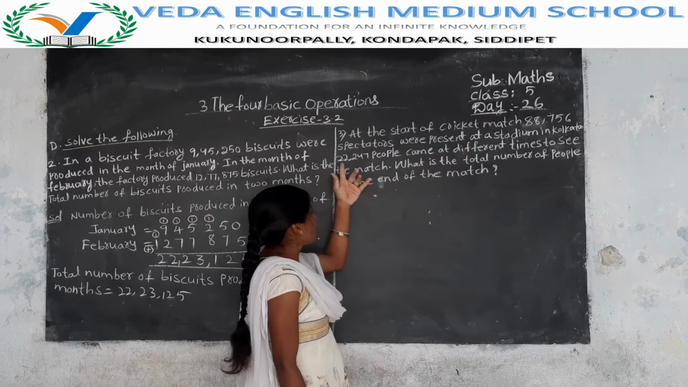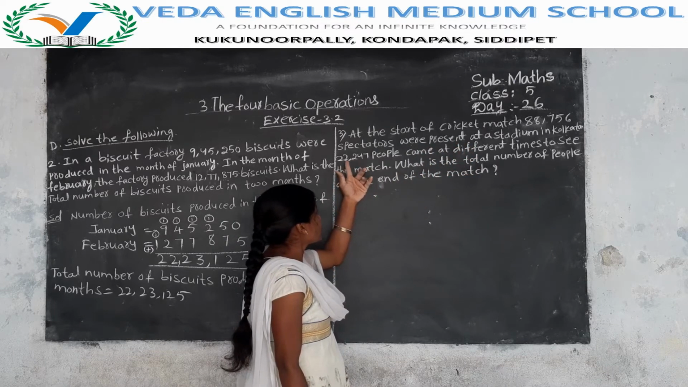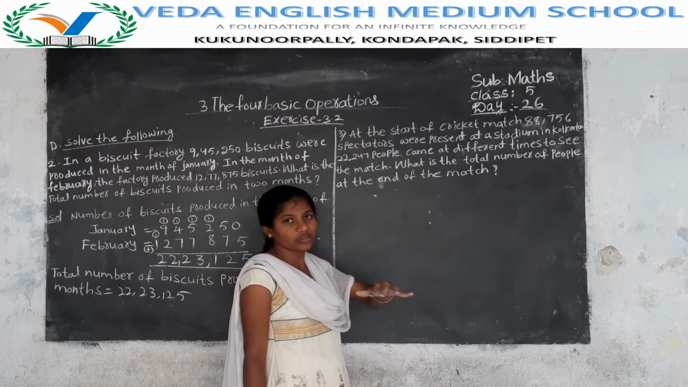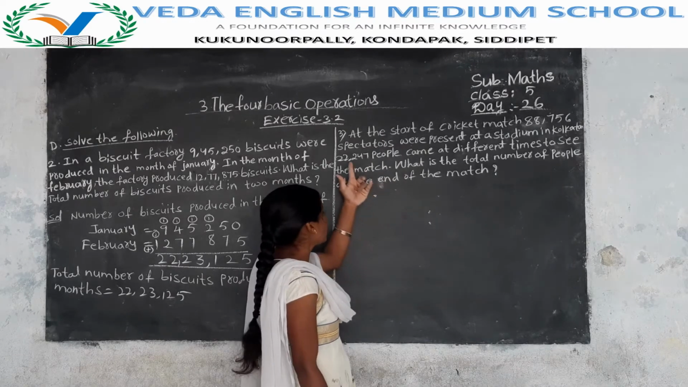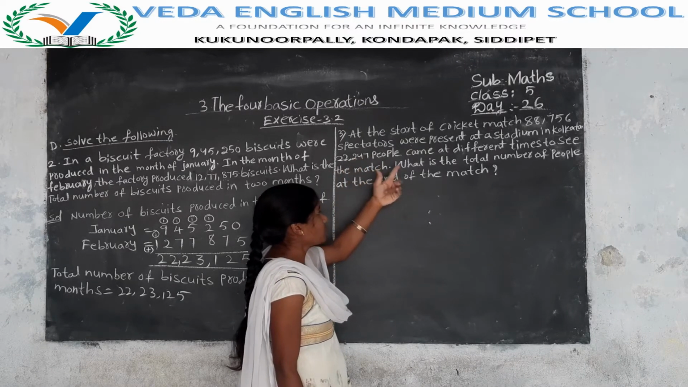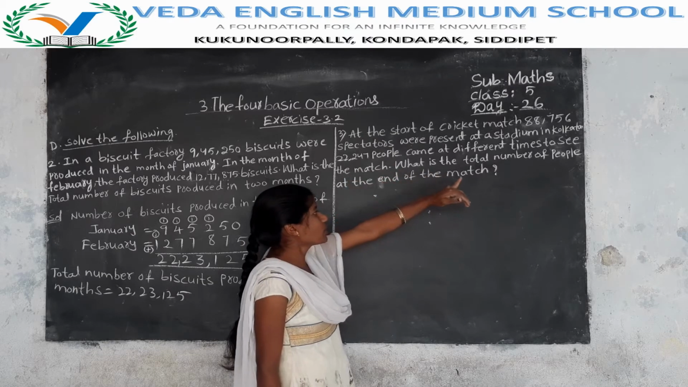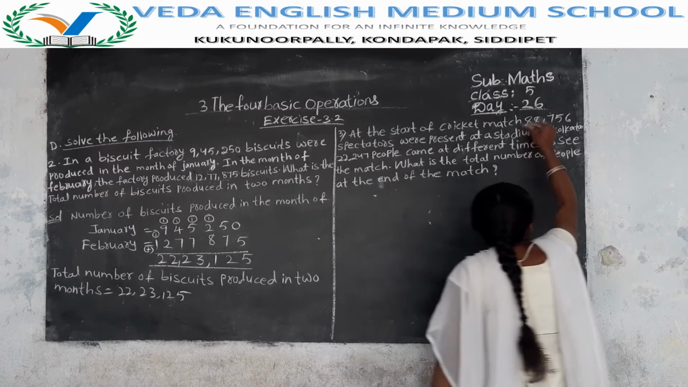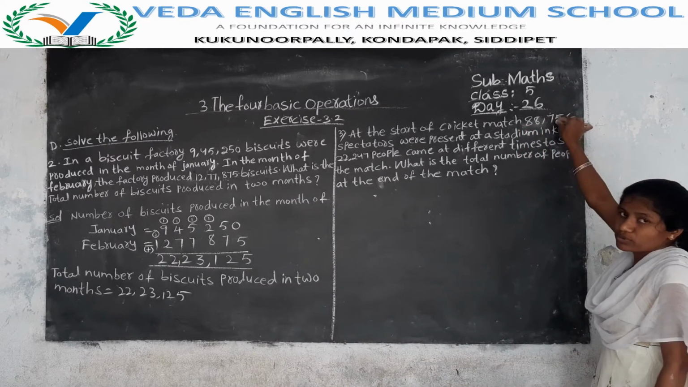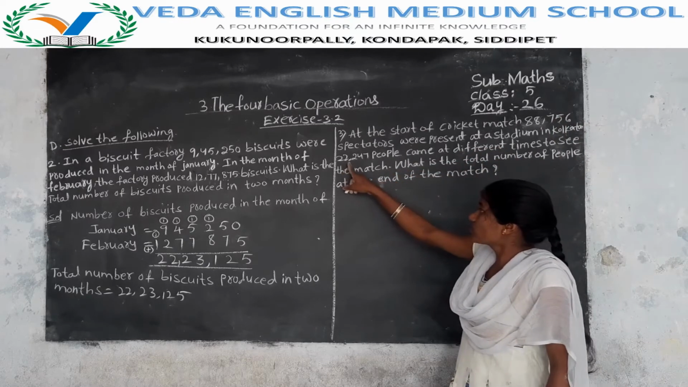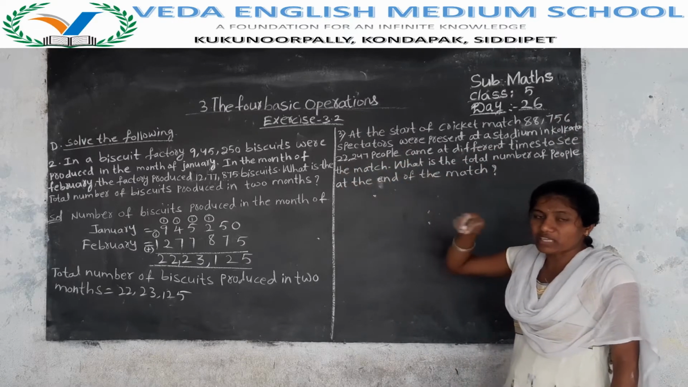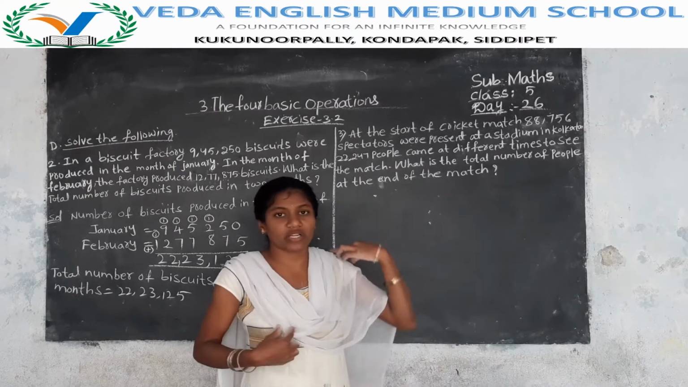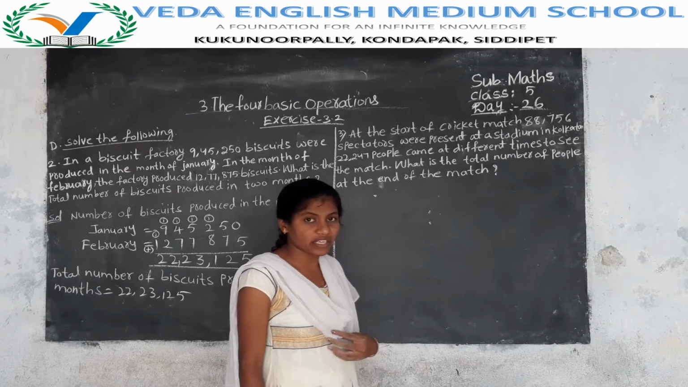Afterwards, 22,247 people came at different times, some in the morning, some in the afternoon, some in the evening, to see the match. What is the total number of people at the end of the match? First, 88,756 people came to see the match. Afterwards, 22,247 people came to see the match. Now they are asking what is the total number of people at the end of the match.